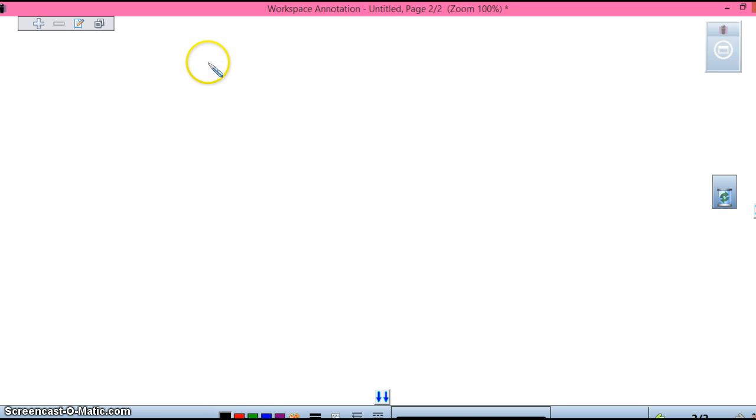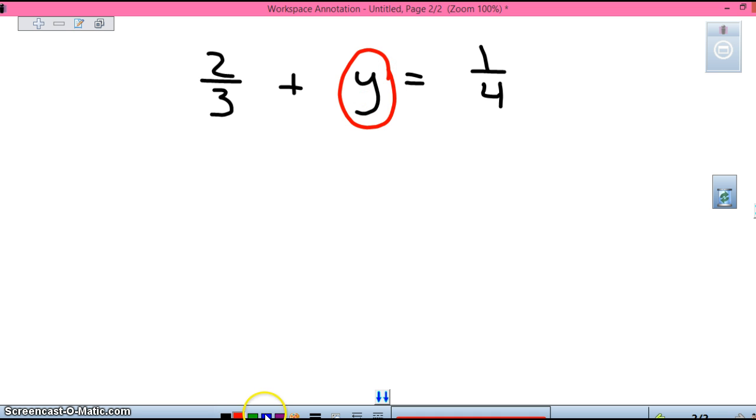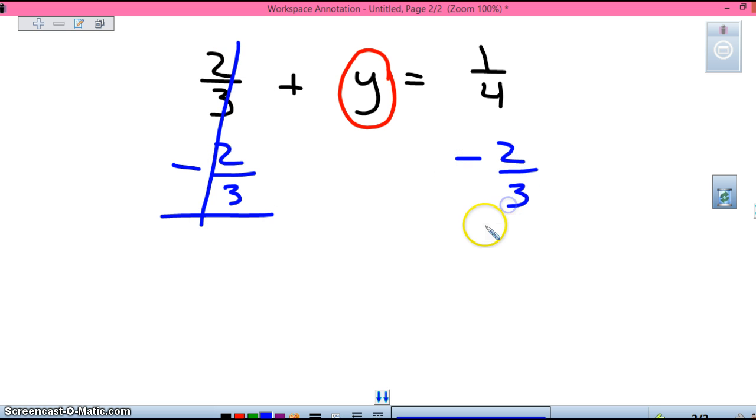If we have to solve 2/3 plus y equals 1/4, we need y by itself. That means we have to do the inverse operation of 2/3. What's the inverse? Minus 2/3. What you do to one side, you do to the other. To subtract 1/4 minus 2/3, we need a common denominator.